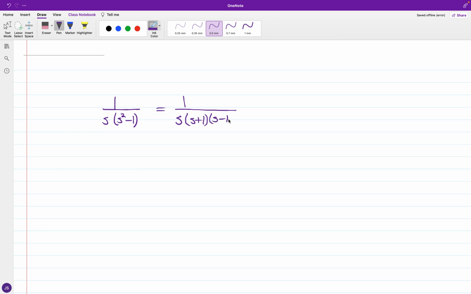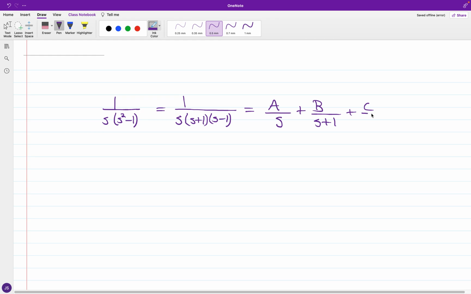So in the expansion, we have 3 linear factors. For setting up the general case, we have a over s, plus b over s plus 1, followed by c over s minus 1.